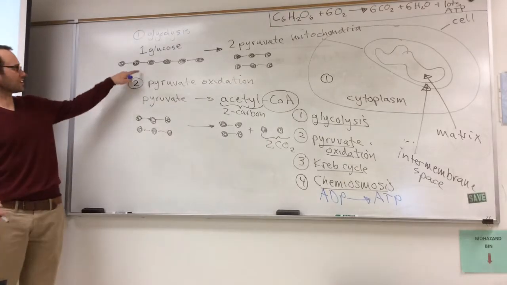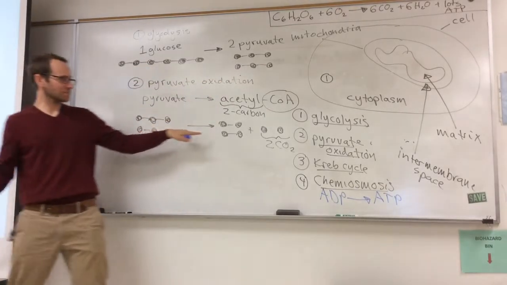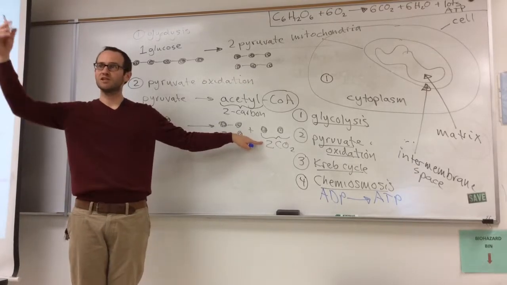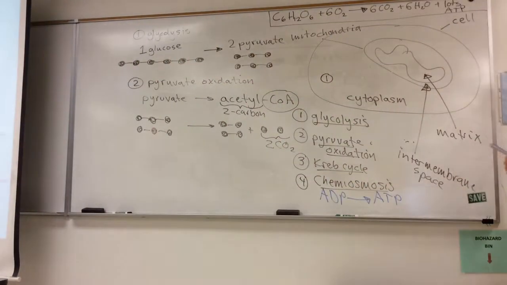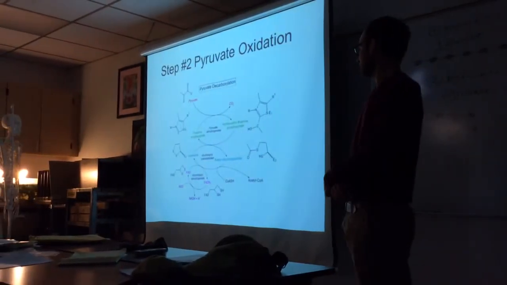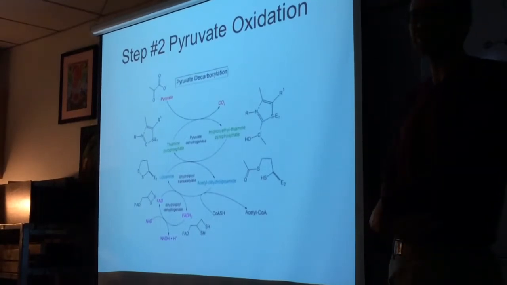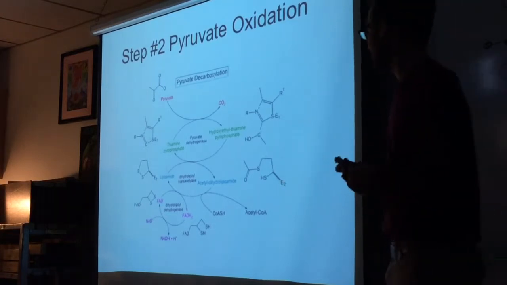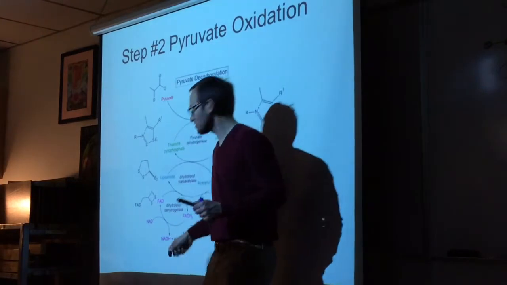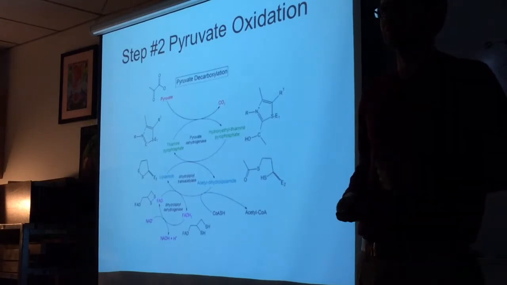So I don't know if this helps or hinders, but one 6-carbon gets split into two 3-carbons. Two 3-carbons get split into two 2-carbons, and 2 CO2s get released. And these are the reactions of pyruvate oxidation. It's also kind of complicated, right? So we're going to abbreviate it as pyruvate oxidation. All right? And you do make a little bit of the NADH, but not much of it. Okay?